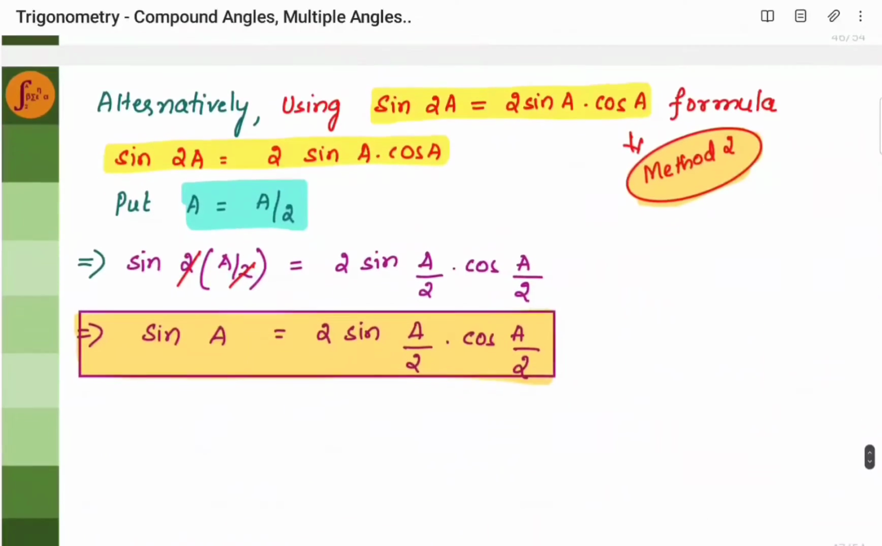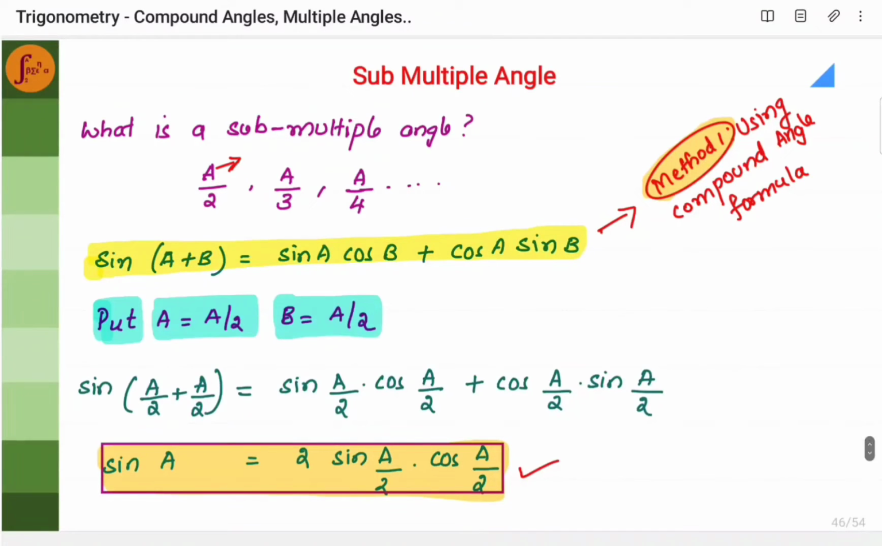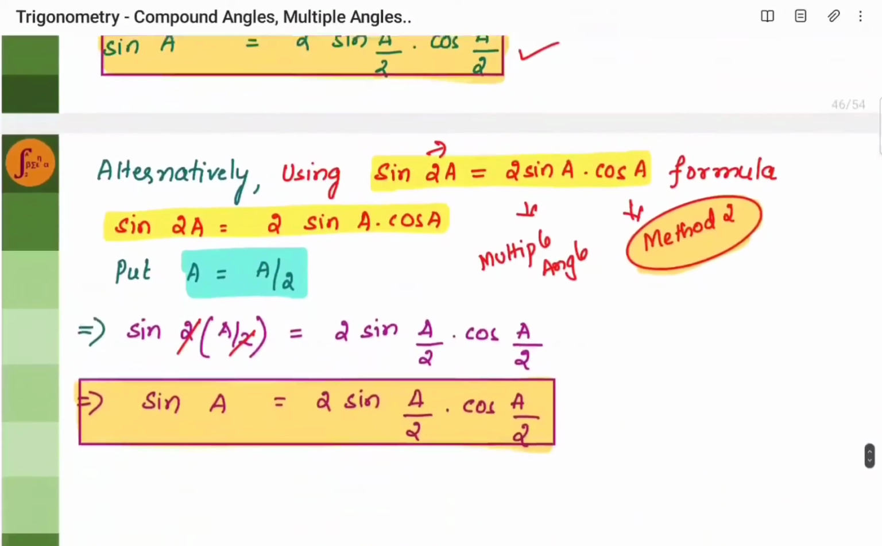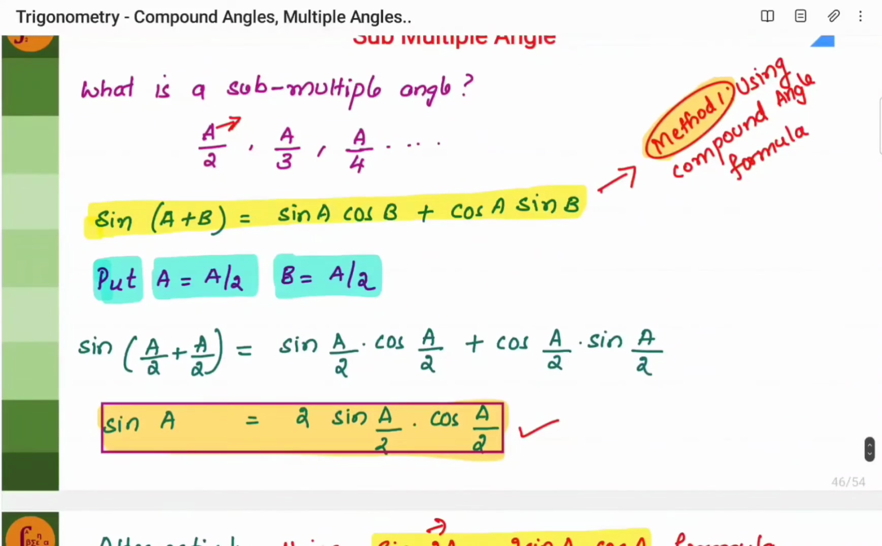And the second method is you use the multiple angle formula. We just now saw how to arrive at sin 2A. This is nothing but multiple angle. 2A, 3A, these are multiple angles. So using the multiple angle formula, you can easily get the submultiple angle. But I'll teach both the methods. Again, the easier method, let me tell you, is this one, using multiple angle, which is there in the textbook. In the textbook, this particular method is used. But I will also explain this method.